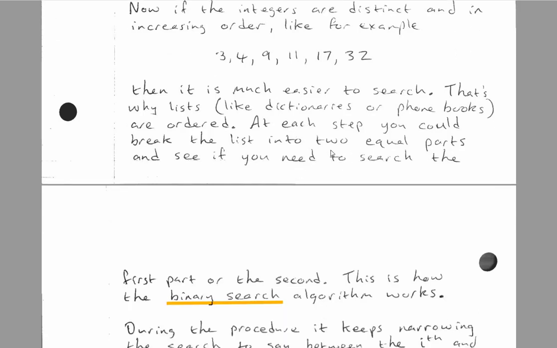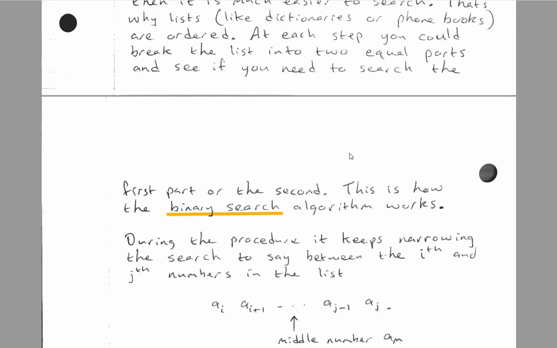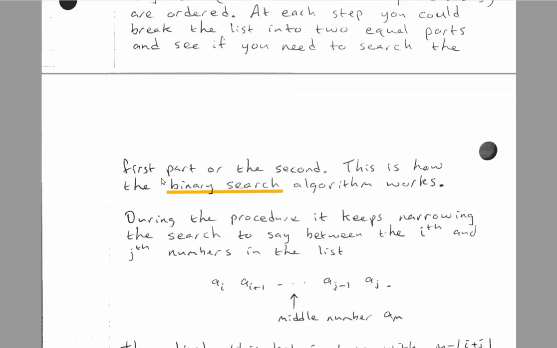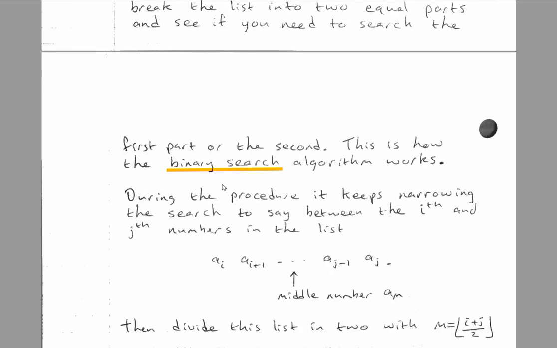And so at each step you could break the list into two parts. Depending on what you're looking for, it's going to be in the first part or the second part. And that's how a binary search algorithm works. Binary, so you're breaking lists into two parts.